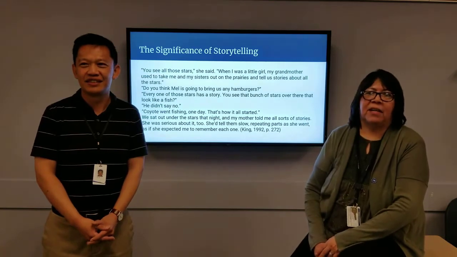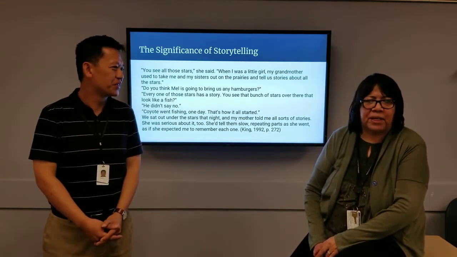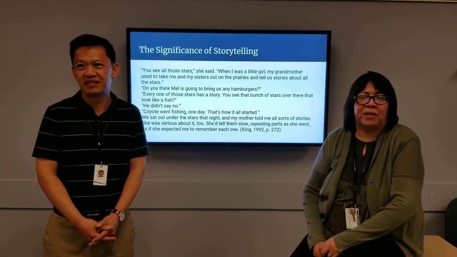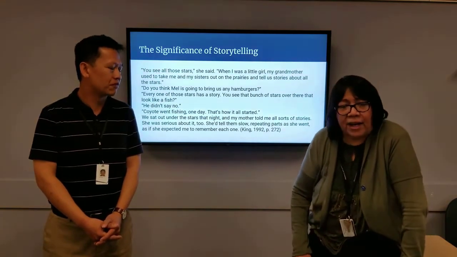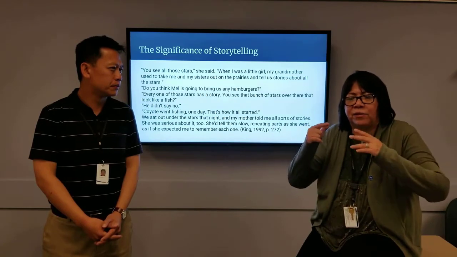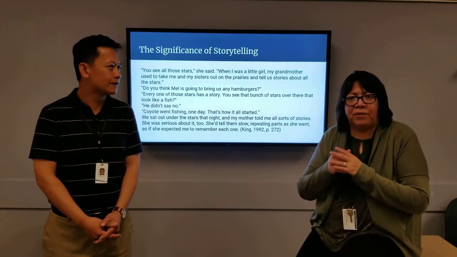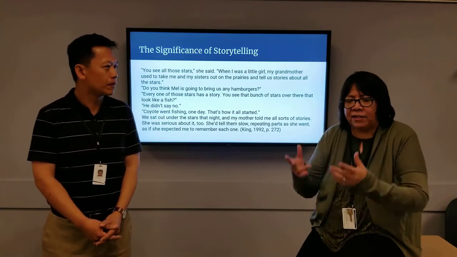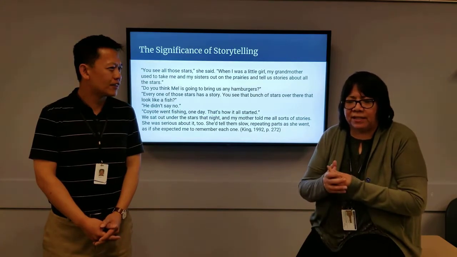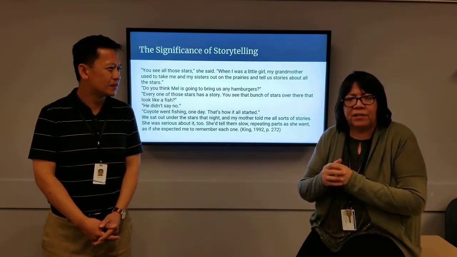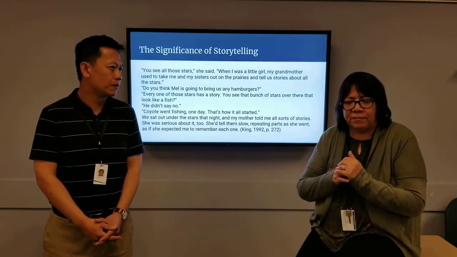We sat out under the stars that night, and my mother told me all sorts of stories. She was serious about it too. She'd tell them slow, repeating parts as she went, as if she expected me to remember each one. Well, in our culture, in our history, our ancestry, the two wolf-like beings came down from the Magoyi Trail, which is Blackfoot for the Milky Way. It's the wolf trail. And they taught our people how to hunt, how to use the buffalo, how to survive. And they told us, you don't eat anything with paws or claws. You eat animals that have hoofs, and so the buffalo, that was really the big lesson they taught us.